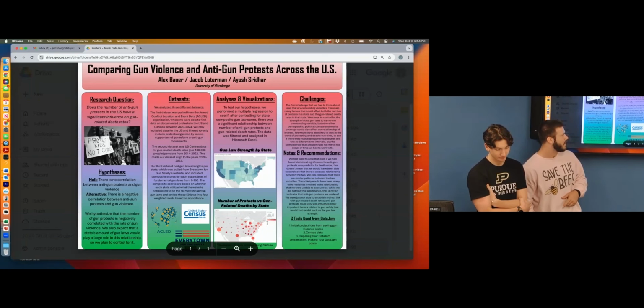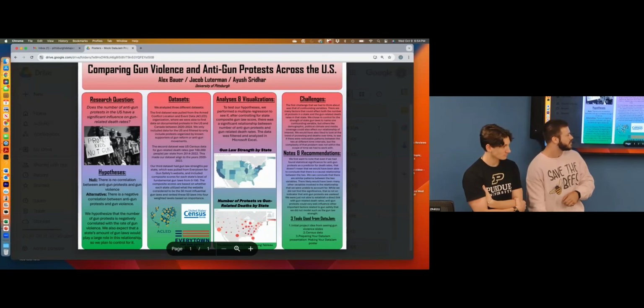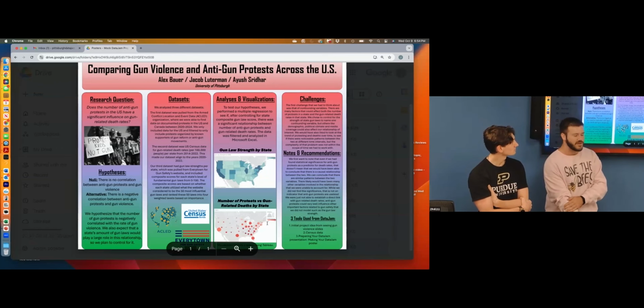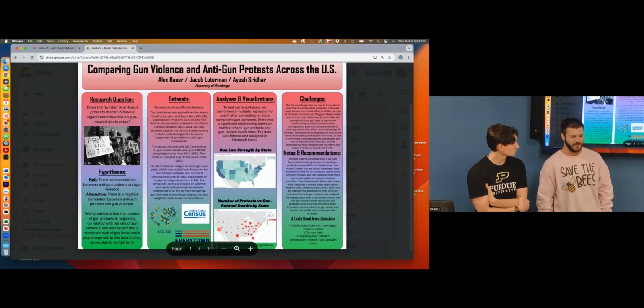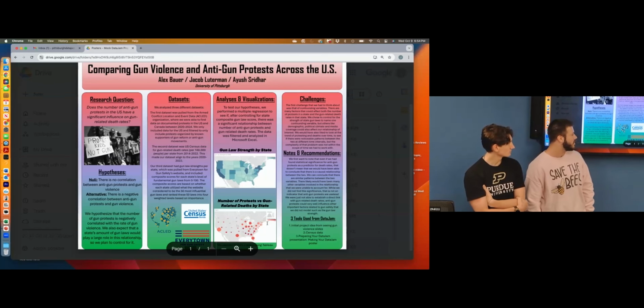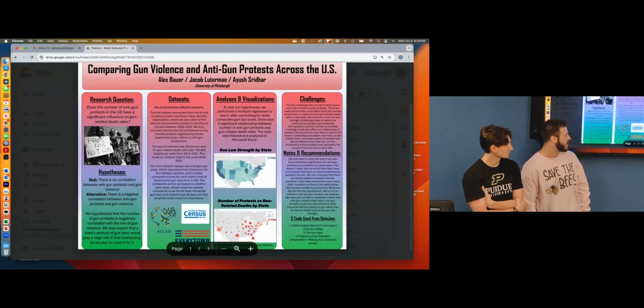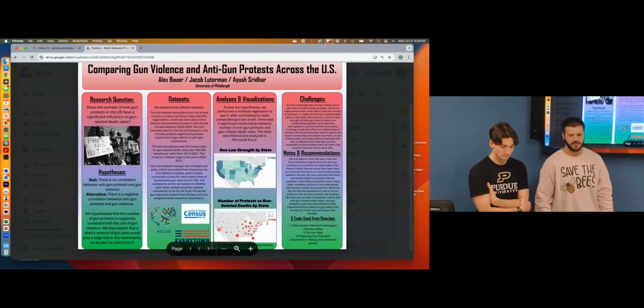One of the things that we just wanted to note was that even if we had found a significant relationship, it's not indicative that there is a causal relationship between protests themselves actually decreasing gun-related deaths by state. It just would have been that they follow similar patterns.